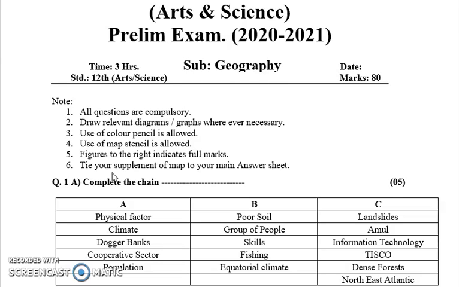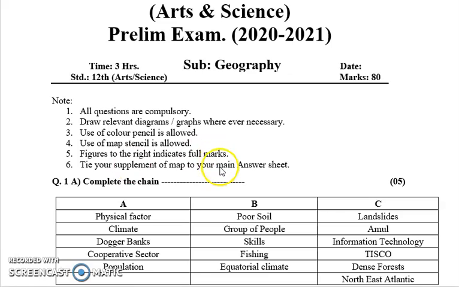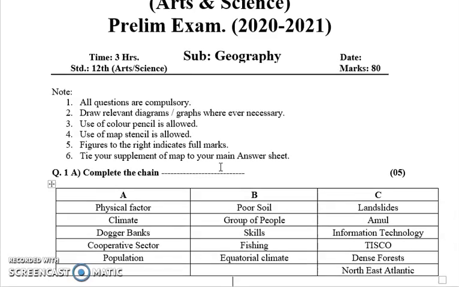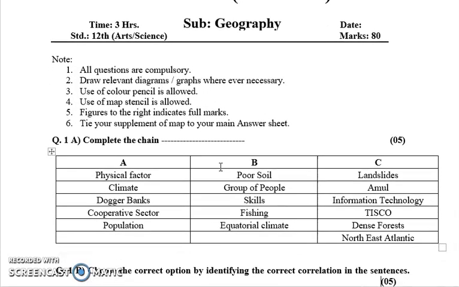Now the first question, that is question number 1A. So this question is complete the chain and it is for 5 marks. Okay, so A, B and C, you can see the 3 sections. आपके टेक्स्ट बुक में भी these things are available. You can see these types of questions in the textbook. So it is same like match the pairs, बस आपको A, B and C में जो भी कनेक्टिविटी दिखाई देती है उनसे आपको कनेक्ट करके match the pairs करने हैं.